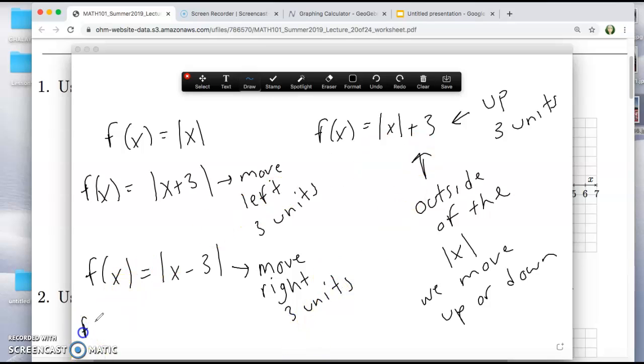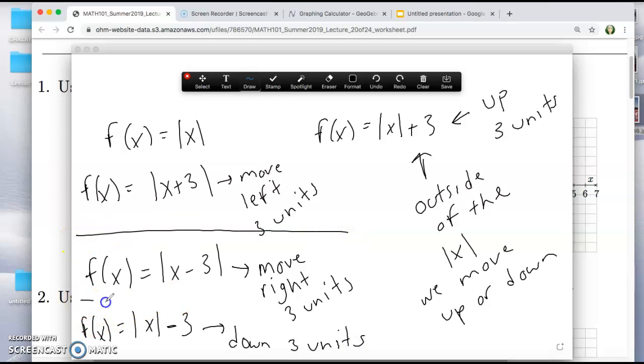Okay, now let's say we have it on the outside. Let's say we have the absolute value of x, minus 3. Now, do you notice that the minus 3 is on the outside of the absolute value? When the constant is on the outside of the absolute value, you move up or down depending on the sign. Since we have a minus, we move down 3 units. So these are all different transformations.